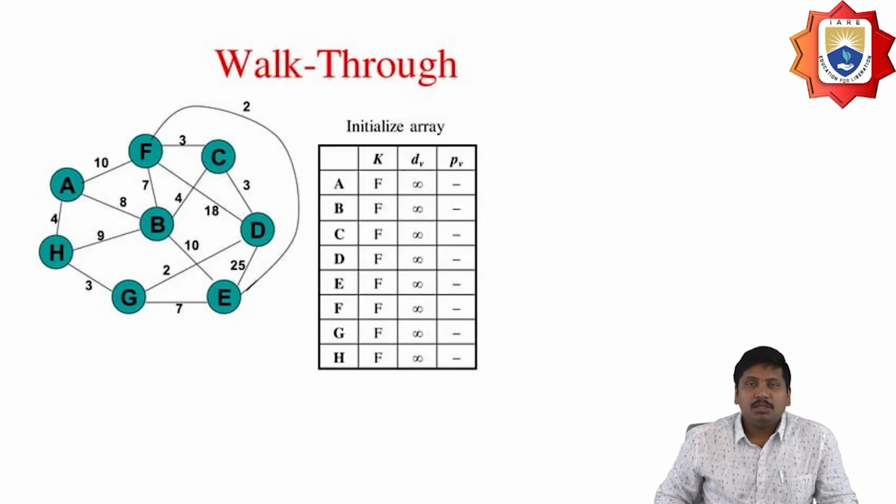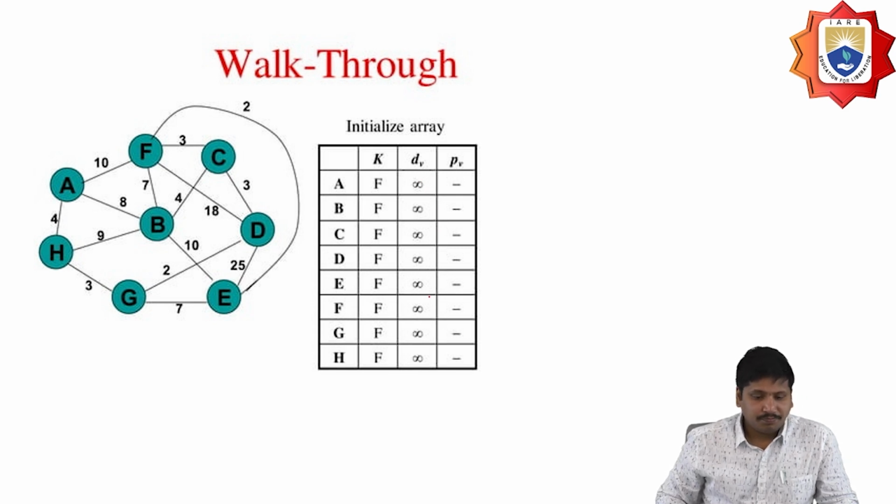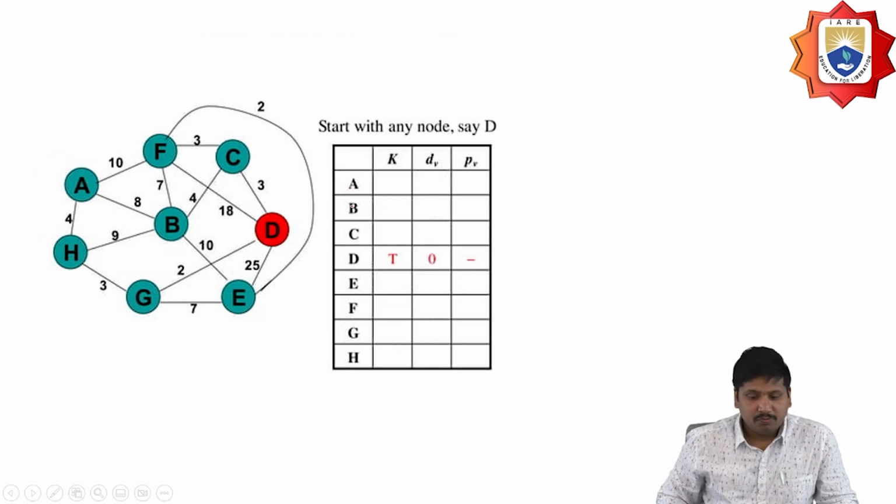So let us consider this is the given graph. From this, I'm going to initialize the array. Initially, all are marked as not visited in this case. All the edges are going to be considered, and initially they are not marked. So the very first thing is that I'm going to start from D here.